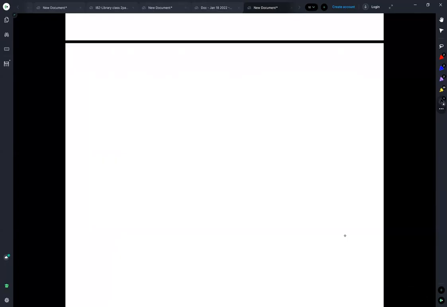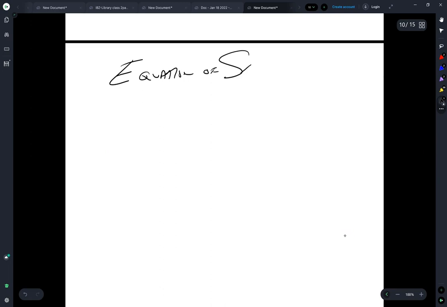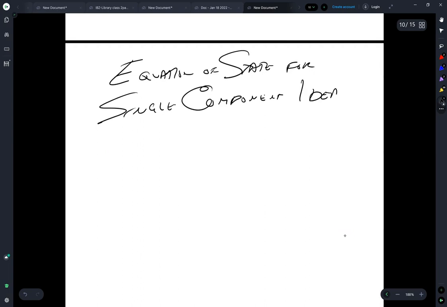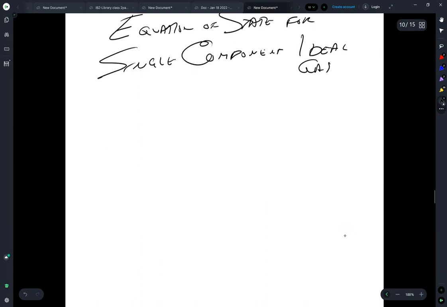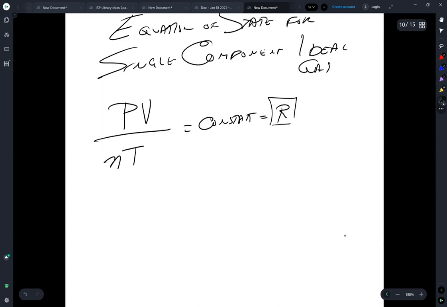So let's continue here. What is the equation of state for a single component ideal gas? You've seen this before, and you'll see it again and again and again. PV equals NRT, where R is a constant equal to 8.21 times 10 to the minus 2.